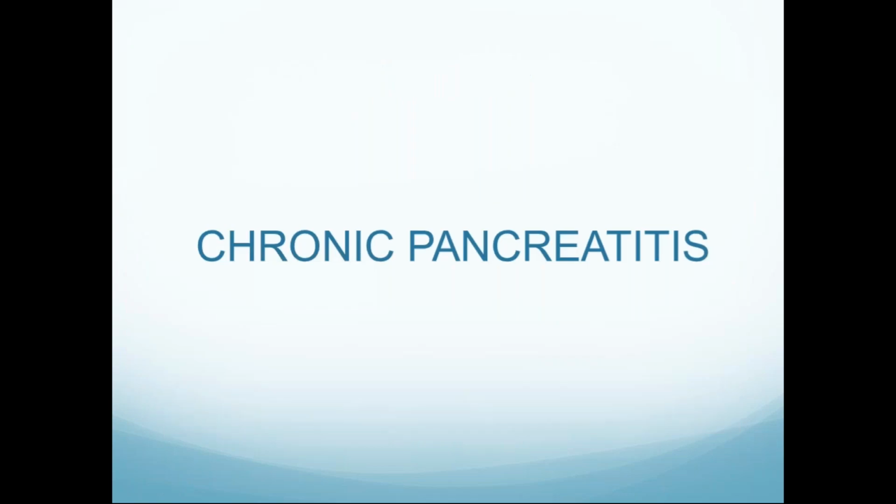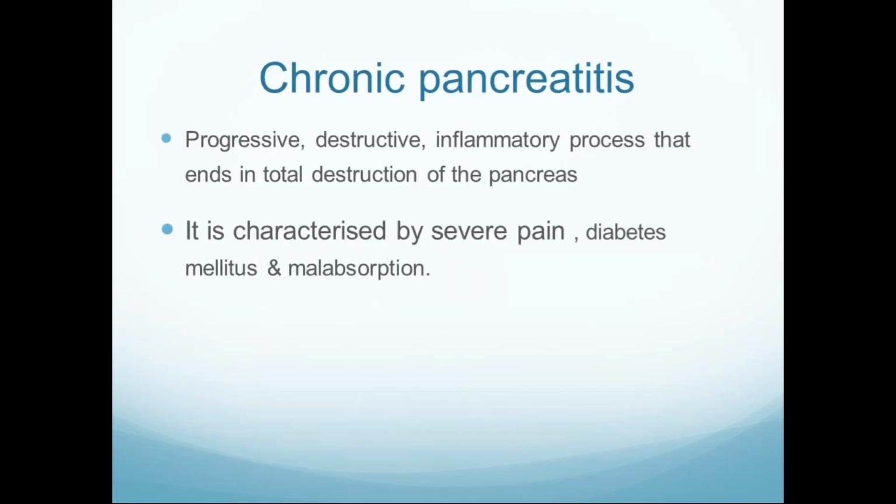Coming to chronic pancreatitis, I am not going into detail about the anatomy or the dissection part. In brief, I have completed the anatomy of the pancreas. So what is chronic pancreatitis? Generally, acute pancreatitis progresses to chronic, lasting more than 1 month, it may be either 6 months to 1 year. It is a progressive process which causes destruction and inflammation that ends in complete loss of function of the pancreas. It is characterized by severe pain, diabetes mellitus, and malabsorption.